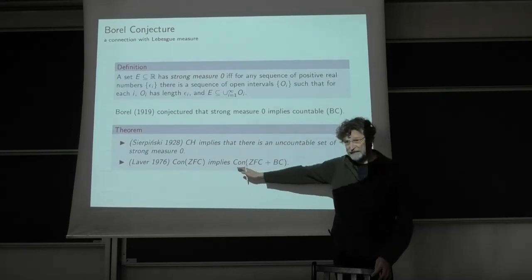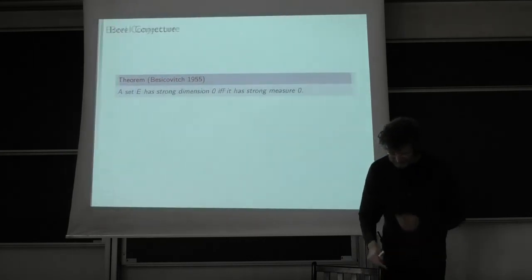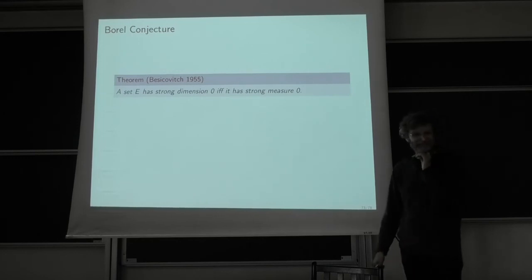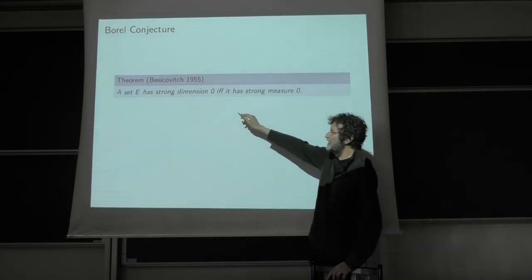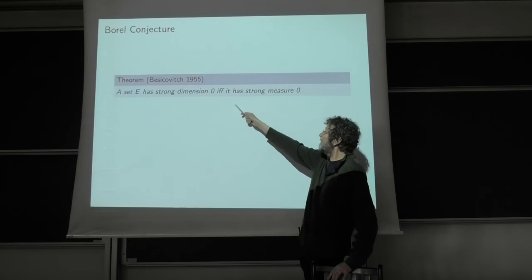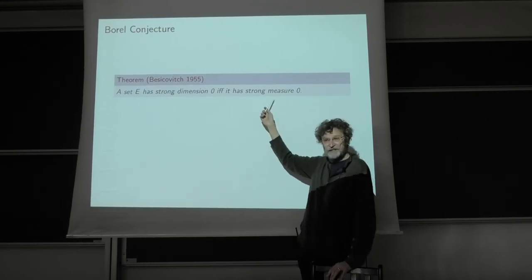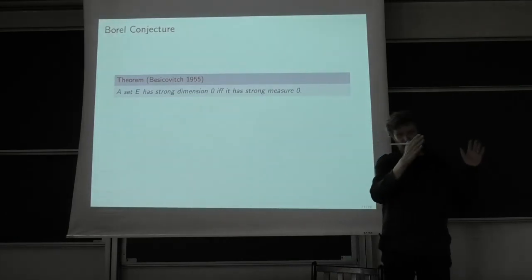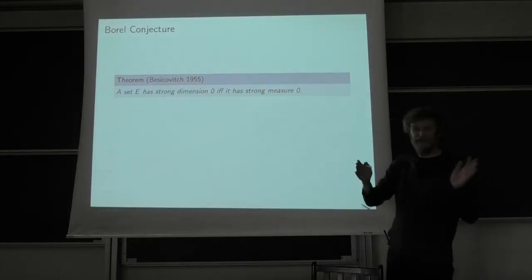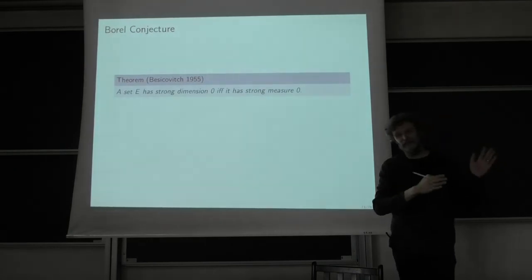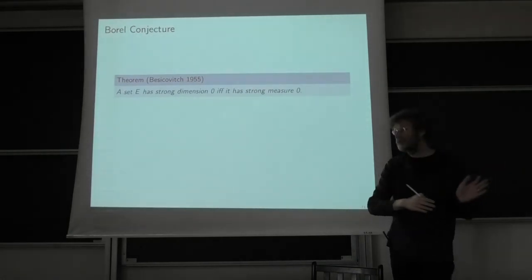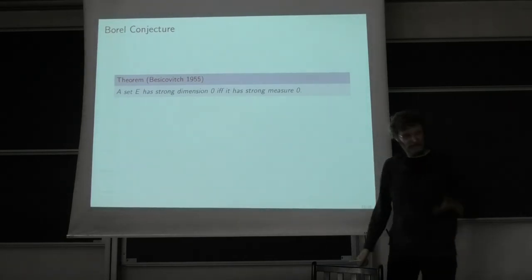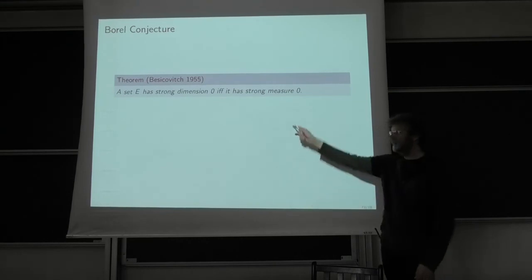But it's consistent. Okay, connection with dimension. Besicovitch showed that a set has strong dimension zero if and only if it has strong measure zero. Remember what strong dimension zero means: it has dimension zero for every gauge function. Strong measure zero says you can cover it for Lebesgue measure by arbitrarily shrinking balls. So there's a connection there.